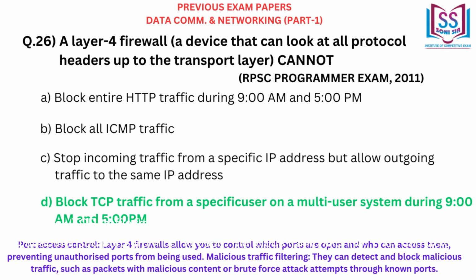Block TCP traffic from a specific user on a multi-user system during 9 a.m. and 5 p.m. Port access control: layer 4 firewalls allow you to control which ports are open and who can access them, preventing unauthorized ports from being used. Malicious traffic filtering: they can detect and block malicious traffic, such as packets with malicious content or brute force attack attempts through known ports.